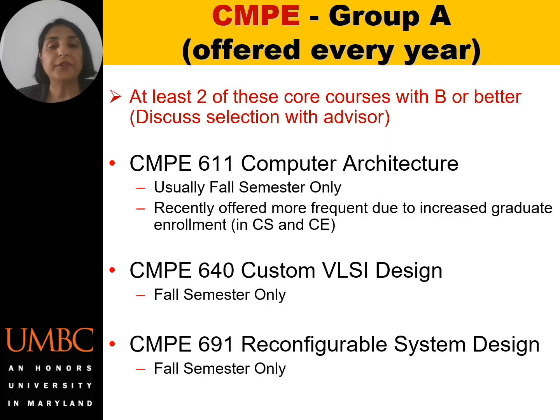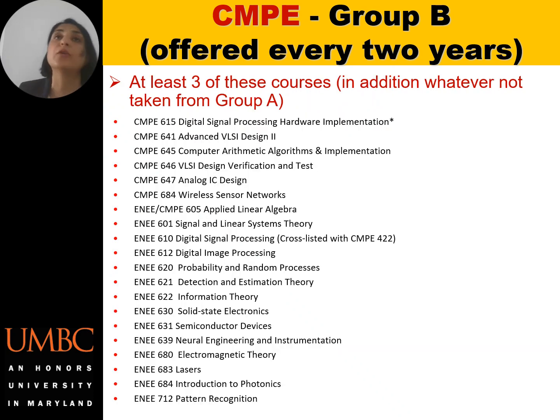Okay, let's talk about computer engineering first. For computer engineering, the list A courses are computer architecture, custom VLSI design, and configurable systems. These are more fundamental courses, and as I said, you need at least 2 out of 3. And what about the list B courses? They are also fundamental, but you have more options here to select at least 3 among them. They cover a broad range of courses all the way from digital signal processing to VLSI, analog design, linear algebra, information theory, lasers, and so on.